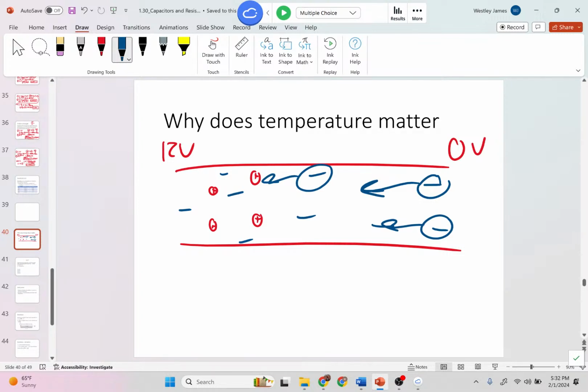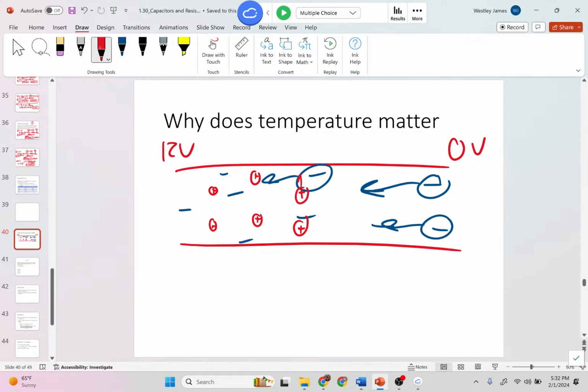Okay, why does temperature matter? This is a lot of buildup. You have to think about what temperature is on a fundamental level. When something gets hot, what is actually happening? The molecules are literally vibrating more. That's all temperature is. Temperature on an atomic scale is things wiggle around more. The more they're wiggling, the hotter it is.